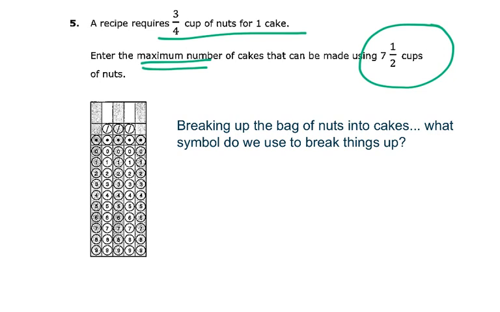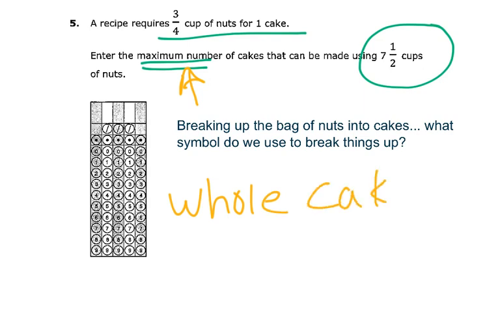So we're breaking up the bag of nuts into cakes. What symbol do we use when we break things up? Now also remember, it's a maximum number, okay? Can you have a partial cake? No. You can't just go into the store and say, oh, I only have enough nuts to make like a third of a cake. It doesn't work that way. So it's going to have to be a whole cake. Okay?